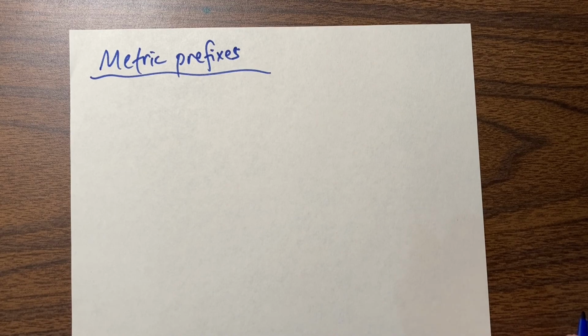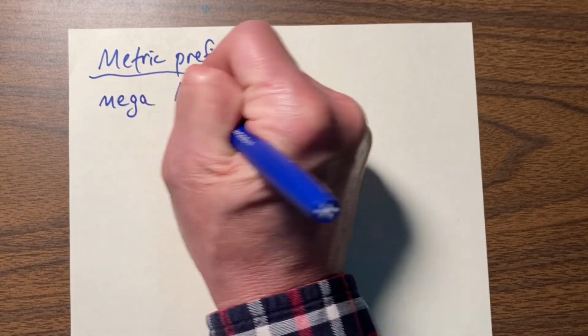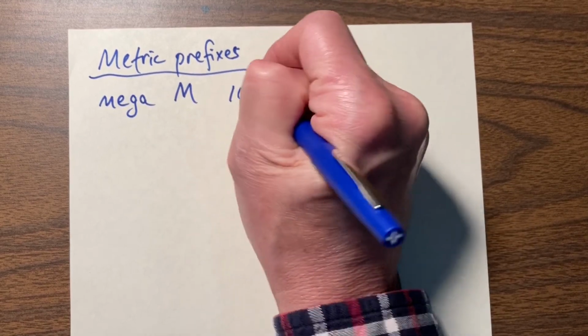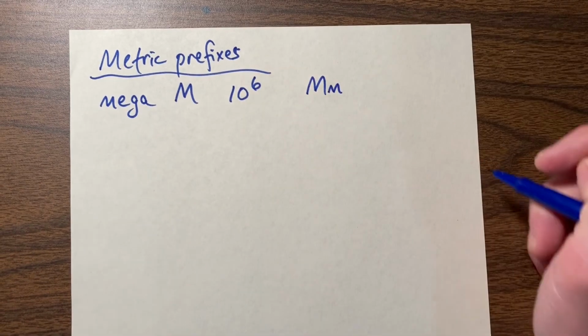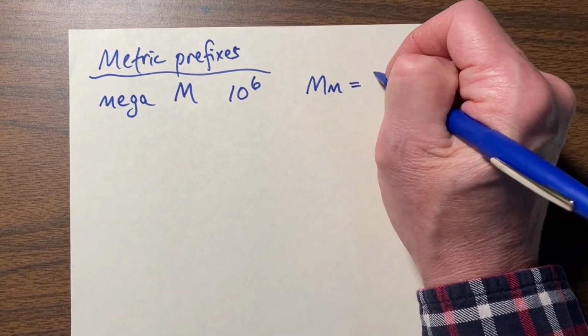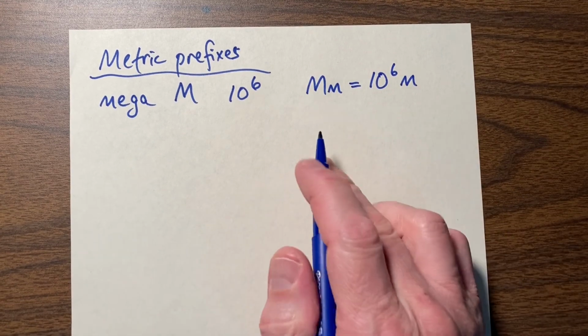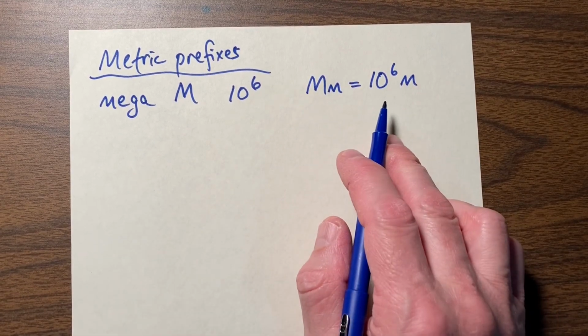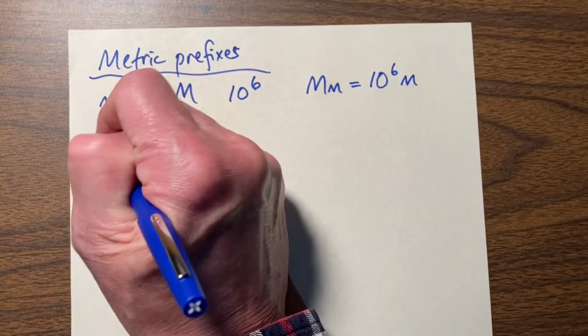So we have very large ones like mega, which is a capital M. That stands for 10 to the 6th, or a million times anything. So a megameter, for instance, would be written like that, which would be 1 million meters, written like that. So the prefixes are nice because you don't have to write out all those zeros. You can write it in scientific notation like that as well.